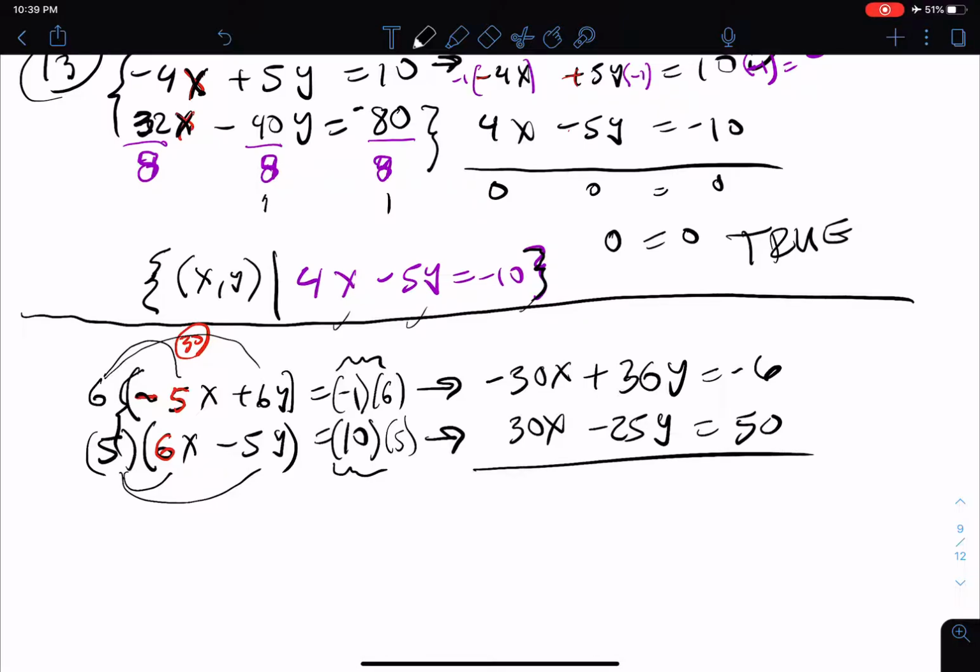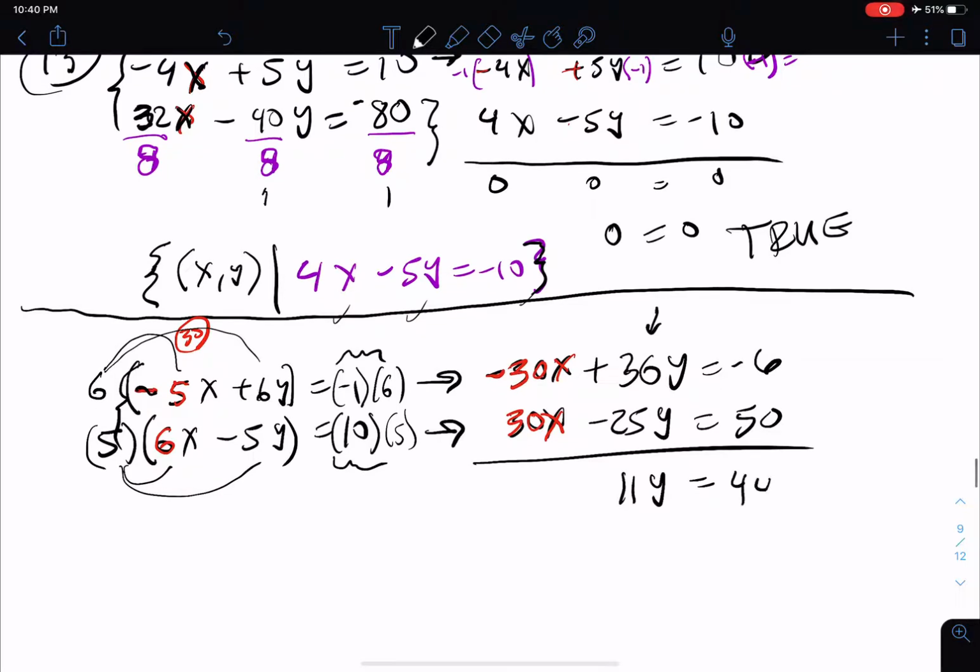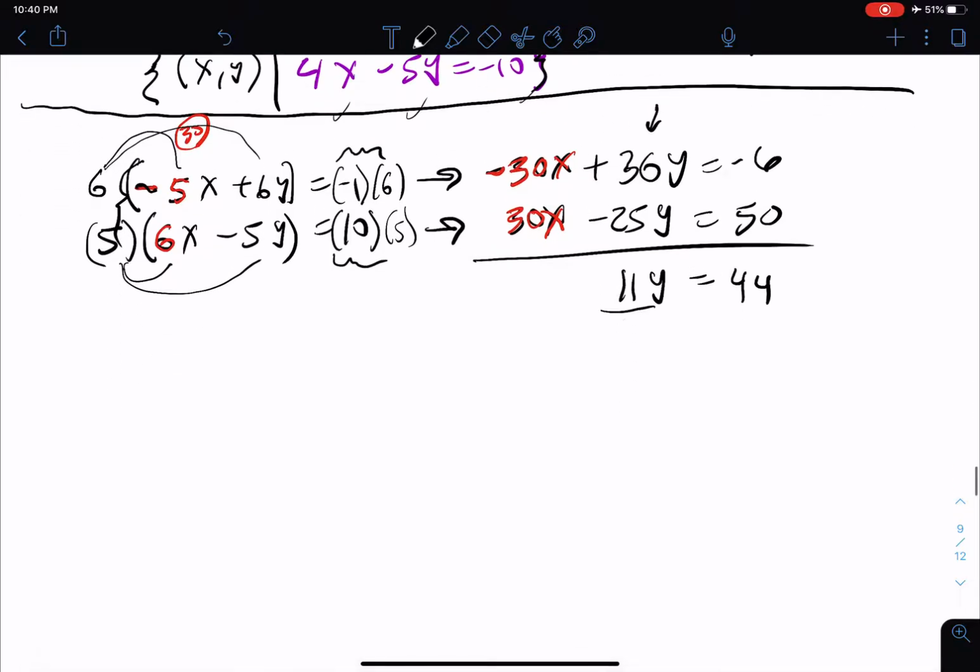Now I want to add those two up, and of course, what happened, and it better happen, because if you don't eliminate something at this step, you're not doing anything. You're just writing a bunch of stuff down. Even if your math is actually correct, you're not getting anywhere because you have to eliminate an extra y to make progress. So we've got now 36y minus 25, which gives us 11y, equals negative 6 plus 50 is 44. And just like that, we have one equation with one variable, which makes the next step easy.